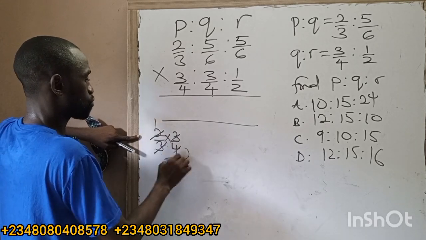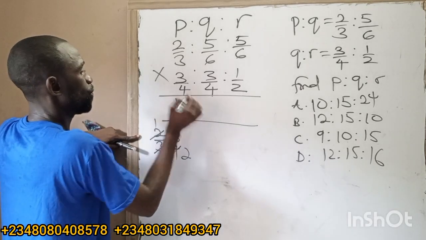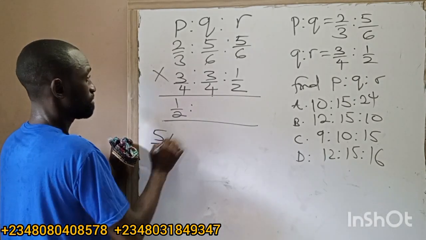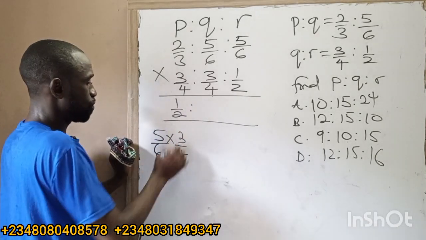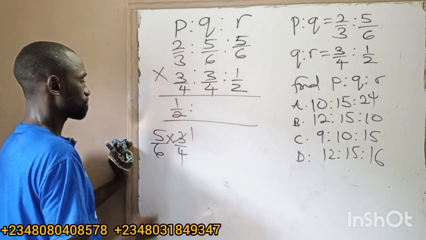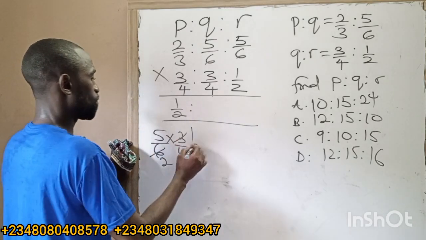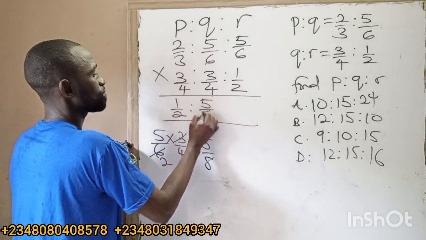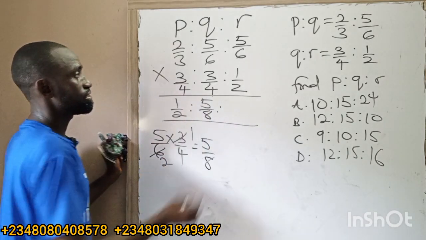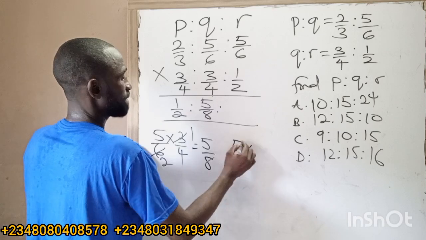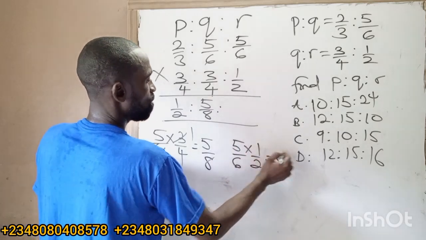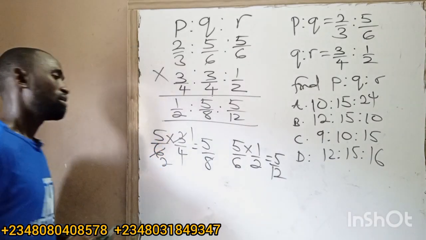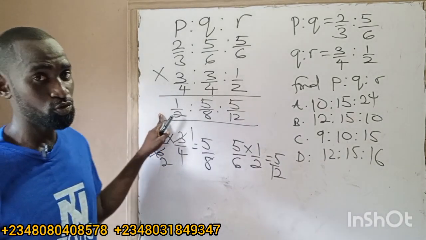So I have 1/2 ratio. Okay, so the next one is 5/6 times 3/4. What can go? Here 1, here 2. So I'm having 5/8. So I'll put 5/8 ratio here. What's the next thing? 5/6 and 1/2. This will give us 5/12. So all our options are not in fractions, you see.